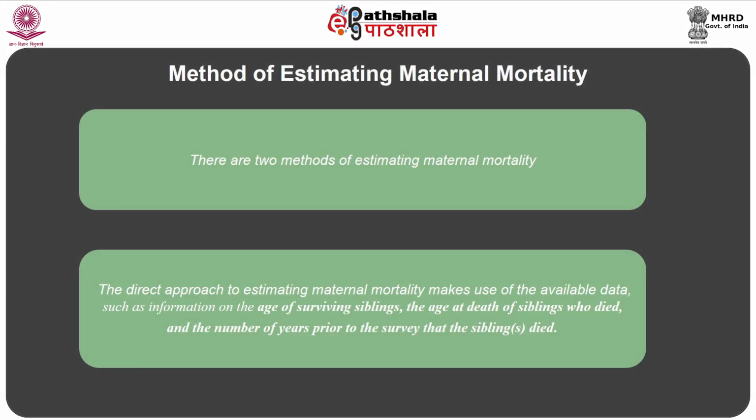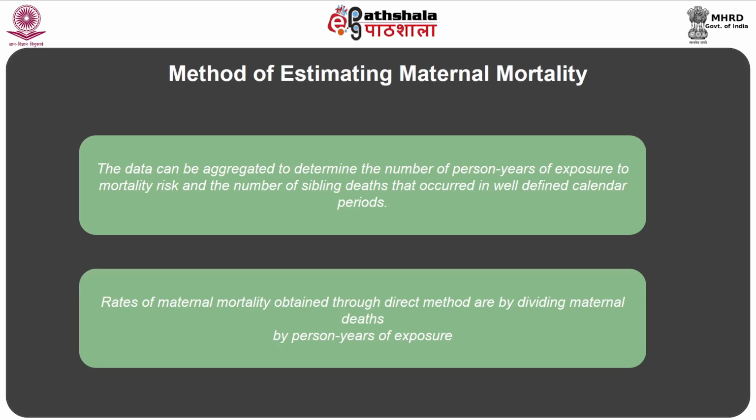There are two methods of estimating maternal mortality: by making use of available data through registration or through survey. The direct approach to estimating maternal mortality makes use of the available data, such as information on the age of the surviving sibling, the age at death of the sibling who died, and the number of years prior to the survey that the sibling died. The data can be aggregated to determine the number of person-years of exposure to mortality risk and the number of sibling deaths that occurred in a well-defined calendar period. Rates of maternal mortality are obtained through the direct method by dividing maternal deaths by person-years of exposure.